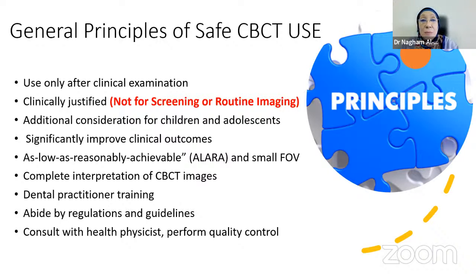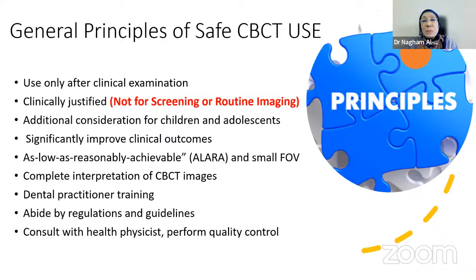Then, this examination needs to be clinically justified and not done just for screening purposes or routine, because really no X-ray examination should be routine. It should serve a purpose toward better diagnosis and better treatment planning, according to the guidelines. Then we need careful consideration of the patient's age group. Are we dealing with an adolescent, a child? We need to adjust the dose accordingly.